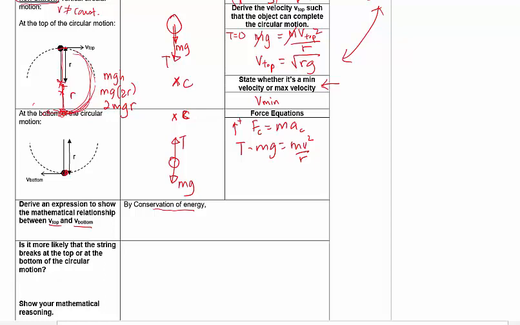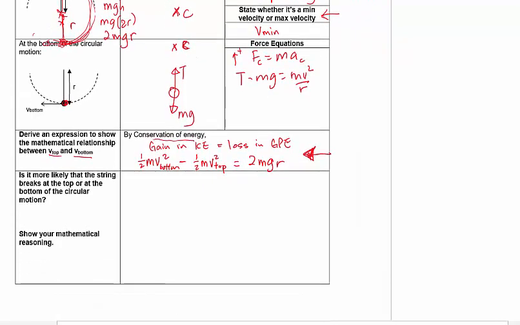So therefore I can write, gain in KE equals loss in GPE. Gain in KE is half m v bottom square, which is the expression for KE, minus the KE at the top, half m v top square, should be equal to 2mgr. So this is the expression. Sometimes we may need to use conservation of energy to solve for some unknown.